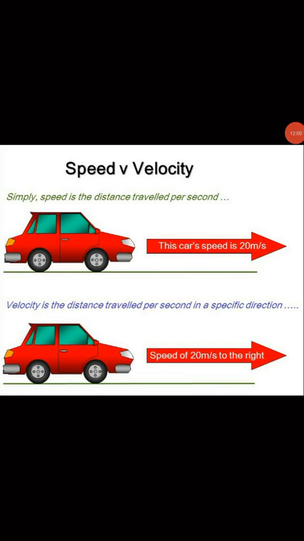So to sum up the difference between speed and velocity, in simple words, speed is the distance traveled by an object and velocity is the distance traveled by an object in a specific direction. Or speed is how fast an object is moving and velocity is speed in a given direction. So that's the difference between speed and velocity.